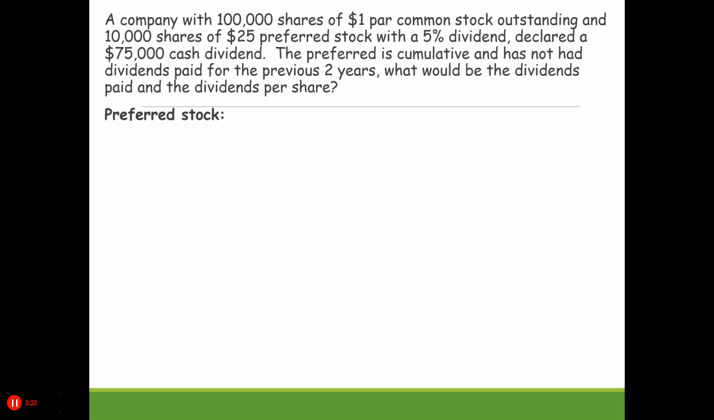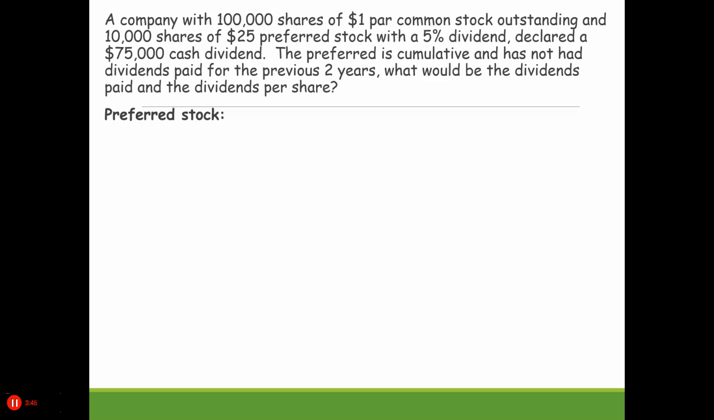So here's our example. We have a company with 100,000 shares of common and preferred stock outstanding. They have $25 preferred stock with a 5% dividend, and they declared a $75,000 cash dividend. The preferred is cumulative and has not been paid dividends for the previous 2 years. What dividend would be paid?